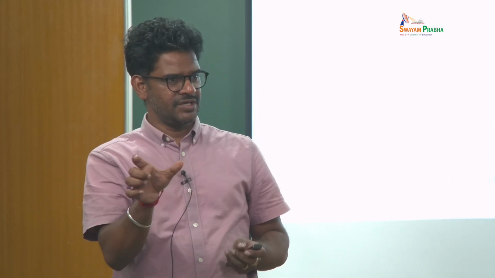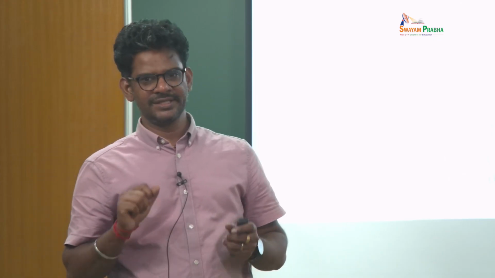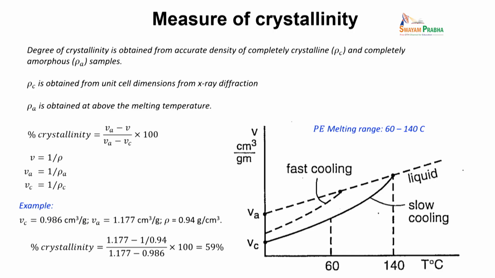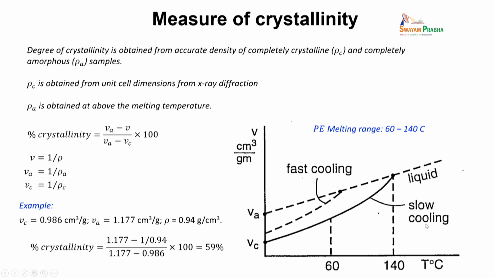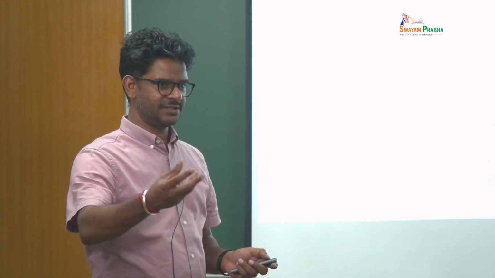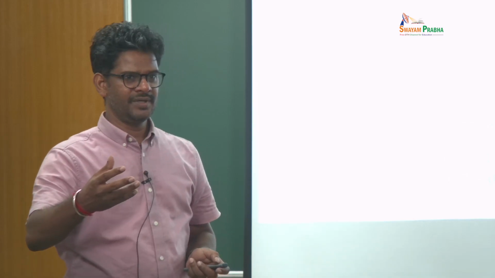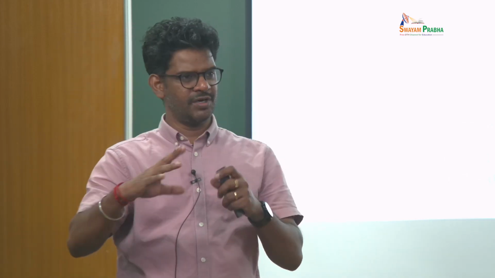By looking at the unit cell dimension, you know how many atoms are there in that unit cell. You can find what is the density of that unit cell. Okay, so the density of completely crystalline polymer can be obtained from X-ray diffraction unit cell information. Whereas the amorphous polymer density can be obtained by measuring specific volume versus temperature. You take the sample, right, and then you heat it. When you heat it, at some point of time, the crystal will melt, it will become a very amorphous material.